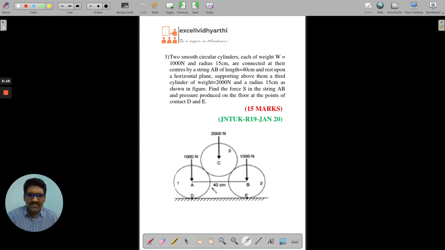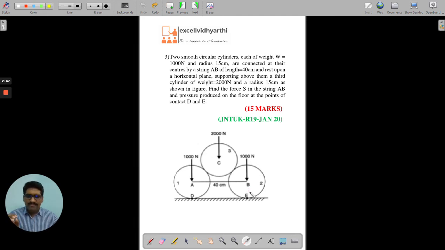Because of these weights, the entire system is producing some action on this floor, or not? So this is producing some action on this floor. Then what will the floor do? The floor will definitely provide some reaction force onto the bodies, or not? Yes. So these three are producing some action on this floor. Therefore, he was asking what is the reaction force that is provided by the floor on the surface. Pressure means action and reaction.